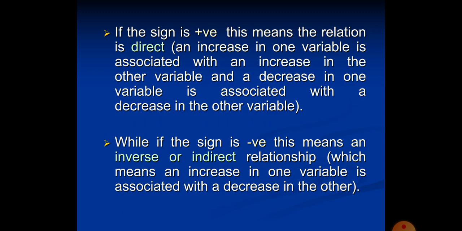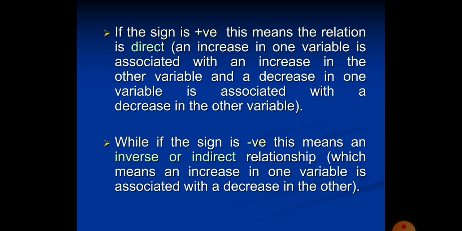Now the positive sign: if the value of r that we will calculate in the coming lectures is positive, it means the relation is direct, a positive relation. If one quantity is increased, the second is also increased. If one is decreasing, the other is also decreasing, meaning they go upward or downward together. That type of relationship is called positive.